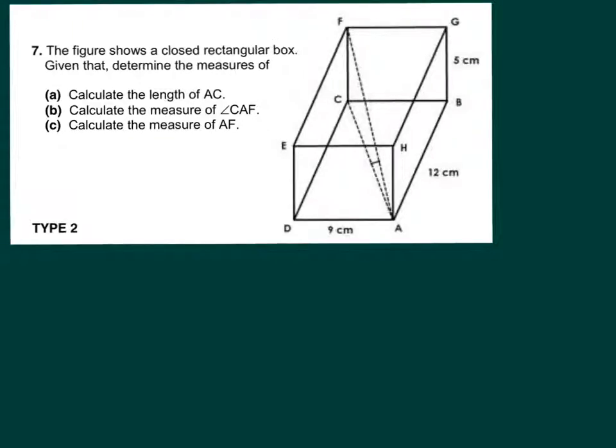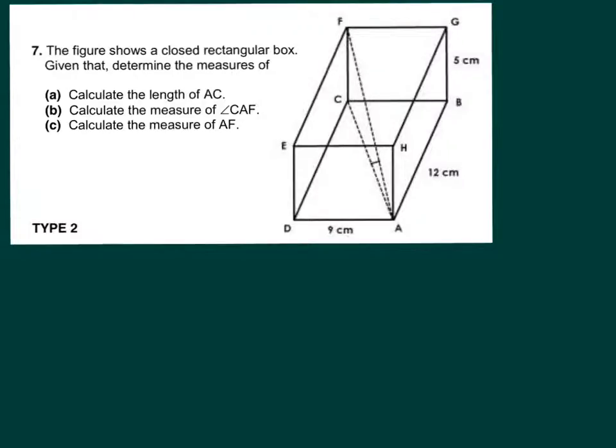Hi, in this video I'm going to explain how to solve a problem involving the Pythagorean theorem. This is not the usual Pythagorean theorem wherein you're given a single triangle and all you have to do is compute for the missing side of the triangle. So it says the figure shows a closed rectangular box. Given that, determine the measures of AC, the measure of angle CAF, and the measure of AF.